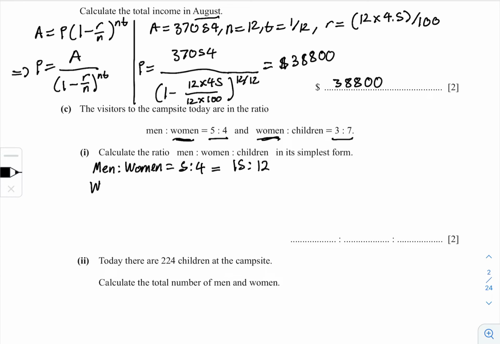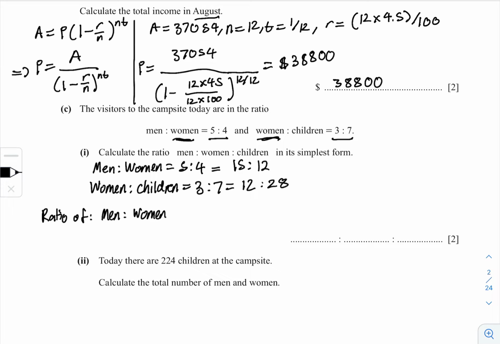And for women to children, you get 3 to 7 as the initial ratio. So multiply that by 4, you get 12 to 28. Therefore, the ratio of women is the same in both parties, which allows you to combine them together. Ratio of men to women to children equals 15, 12, 28. And that's your final answer. 15, 12, 28.